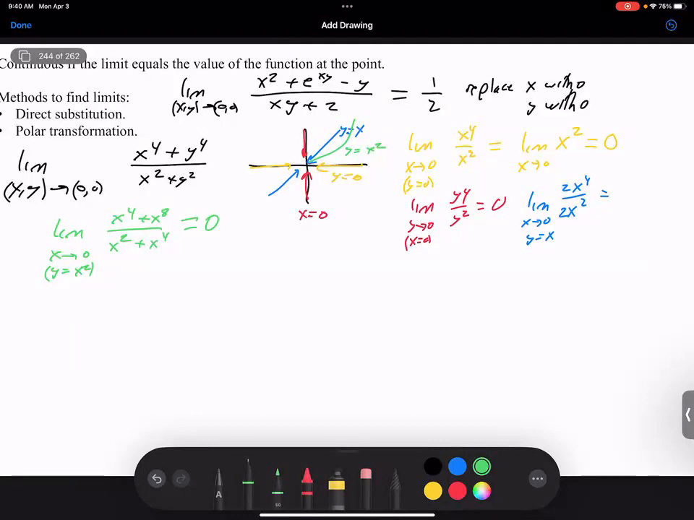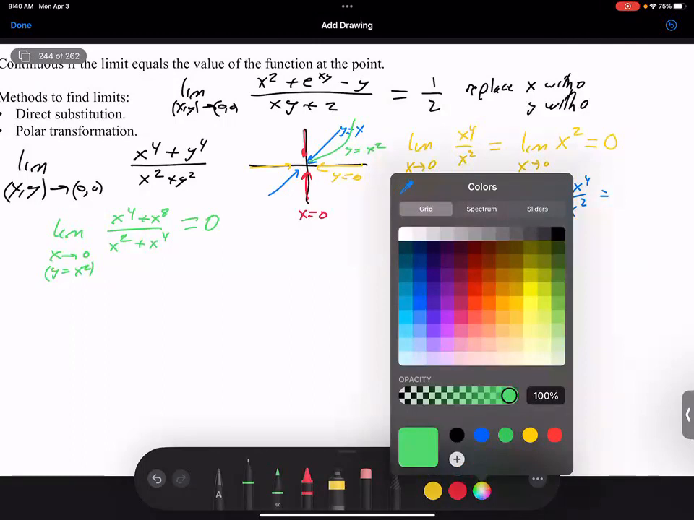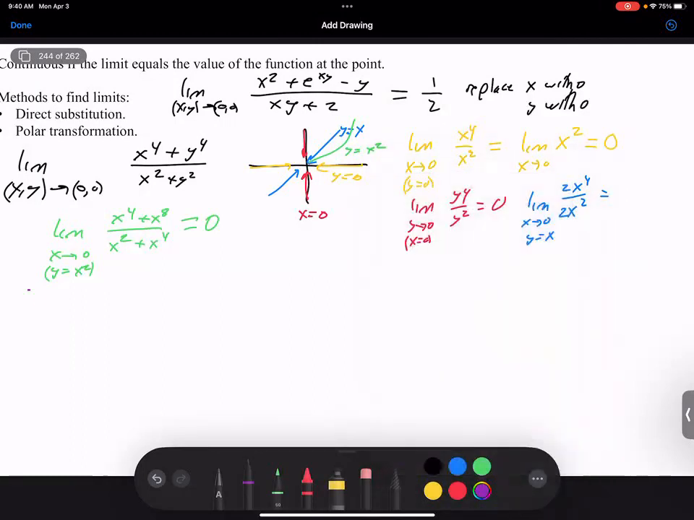So now what we're going to do is use polar coordinates. So let's write x as r cosine theta, y as r sine theta, and as x, y goes to 0, 0, what does r have to go to if x and y are going to 0, 0? So if x, y is going to the origin, what must the radius be going to?